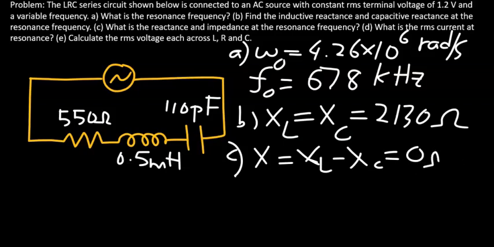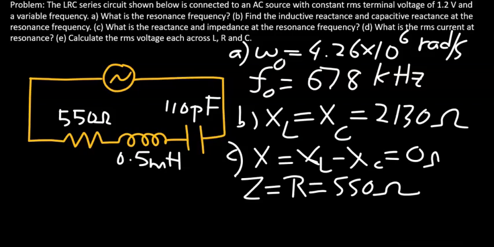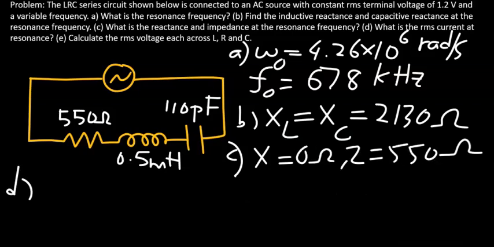We have shown the impedance at resonance is quite simply the value of the resistance. And in this case, it's 550 ohms. Now Part D. What is the RMS current, the root mean square current, at resonance?